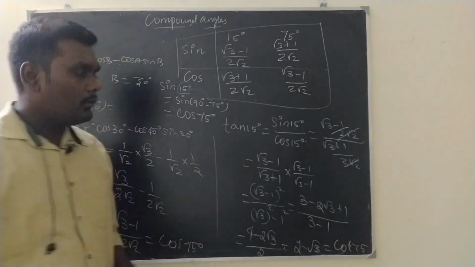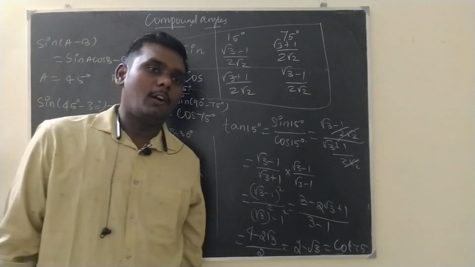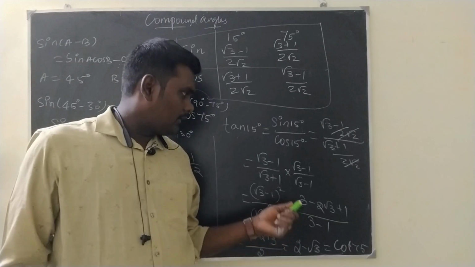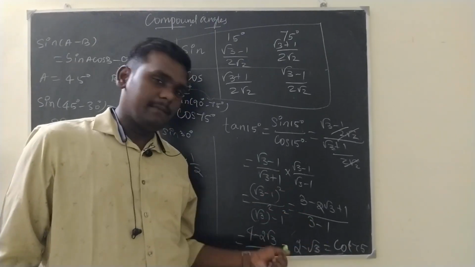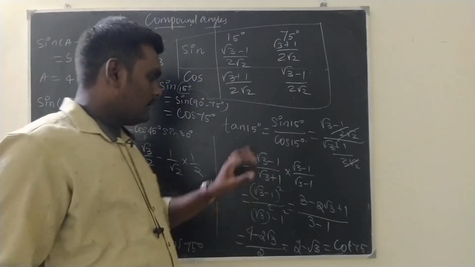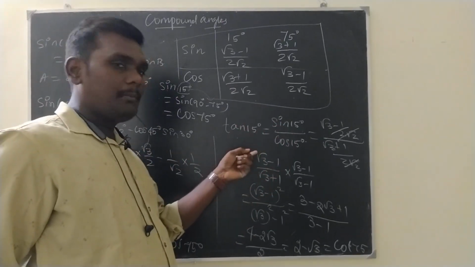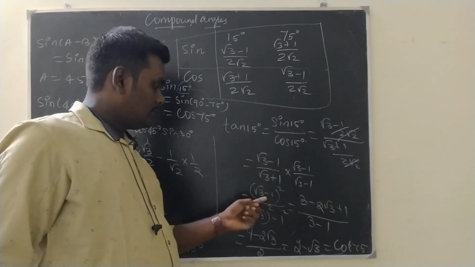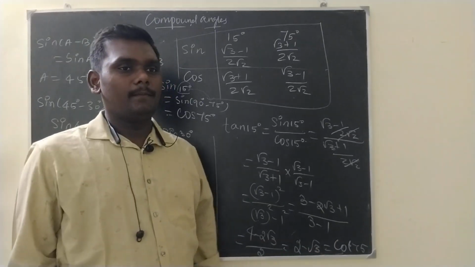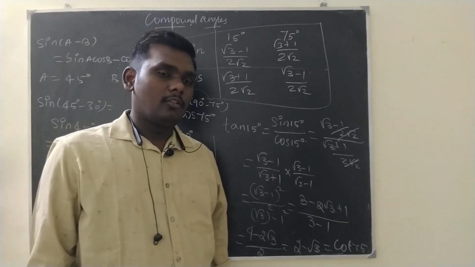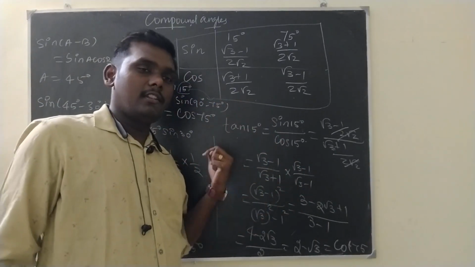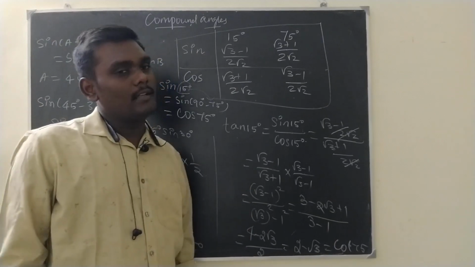Now guess what? Tan 75 degree, how much will it be? Cot 15 will be equal to this value. The same will come, but as a reciprocal. When you take the reciprocal, root 3 plus 1 you will write. So instead of minus, we will get plus, so 2 plus root 3. So we have discovered new values of these trigonometric ratios using compound angles. That is why we have to study compound angles.